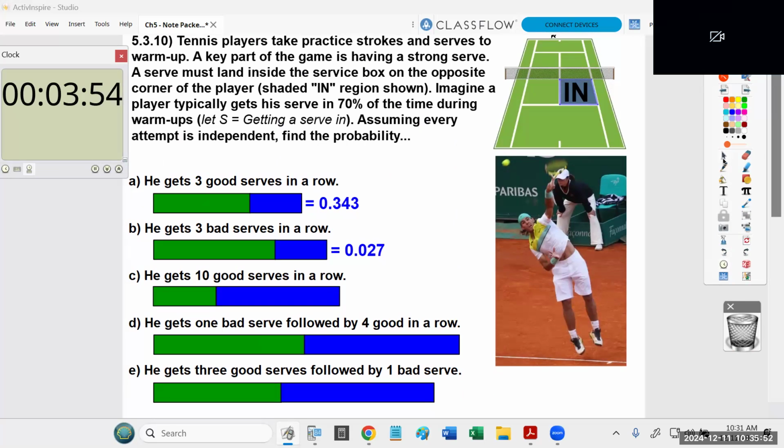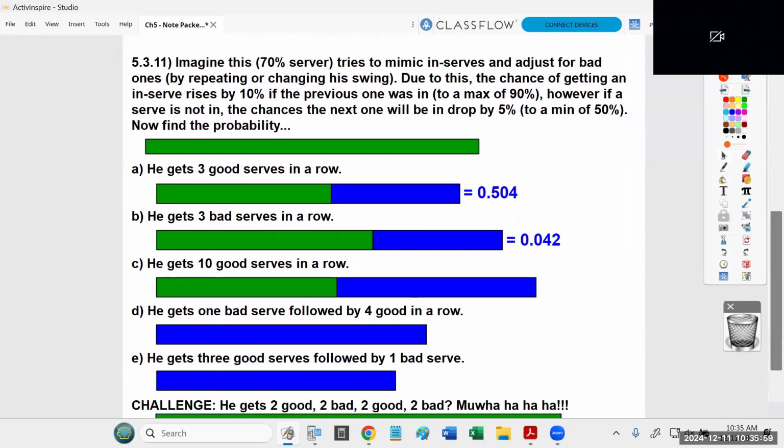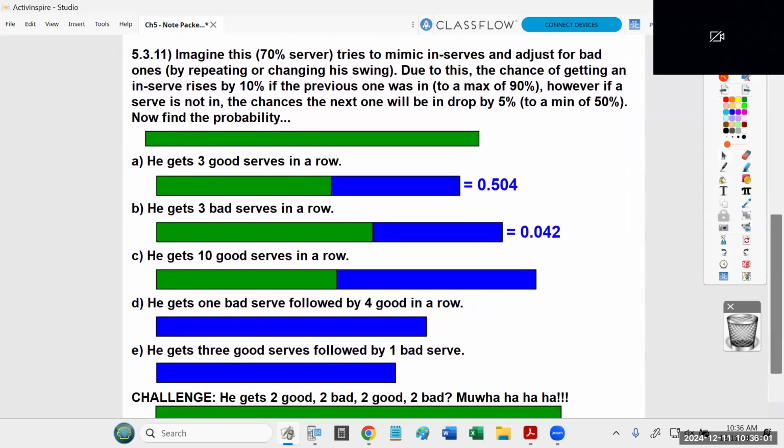All right, so I gave students 4 minutes to work on 5.310. I'm going to basically do the same thing for 5.311. This alters the situation by now bringing a conditional format. It brings in the idea that every time you make a good serve, you feel more confident. You have a better chance of making your next one. Every time you miss a serve, you feel less confident. You lose probability of making the next one.